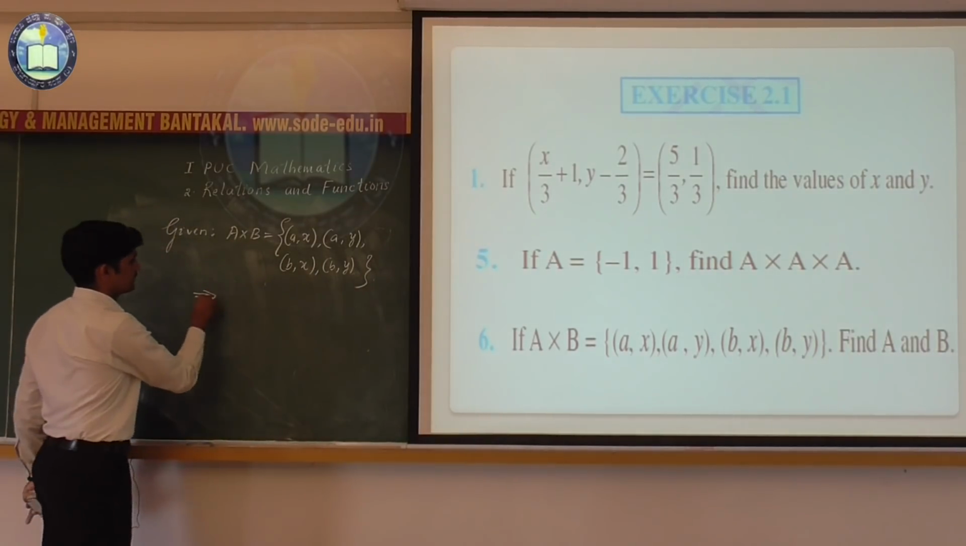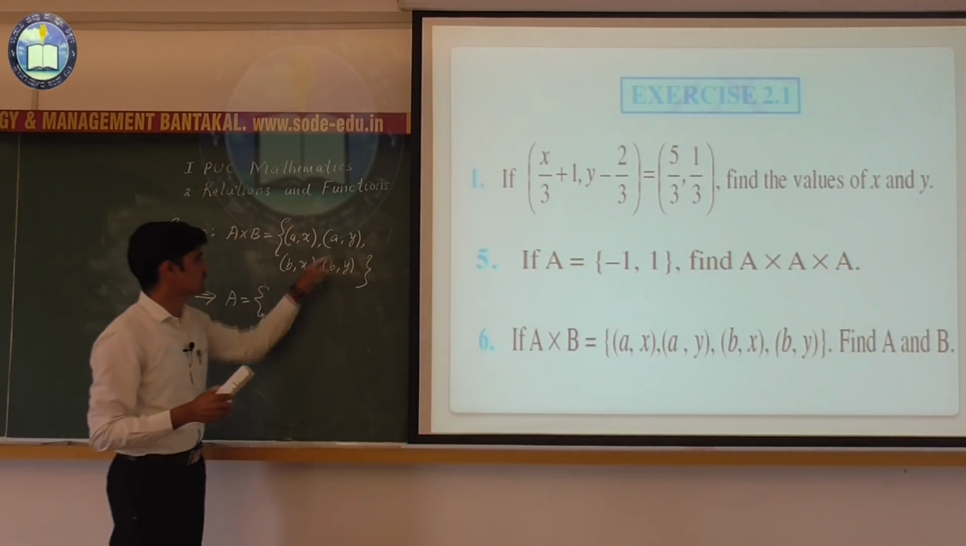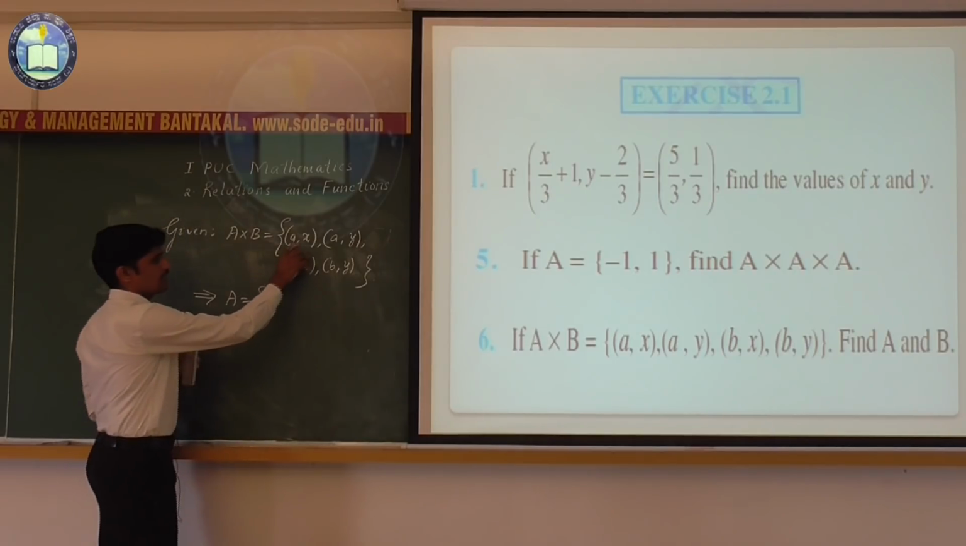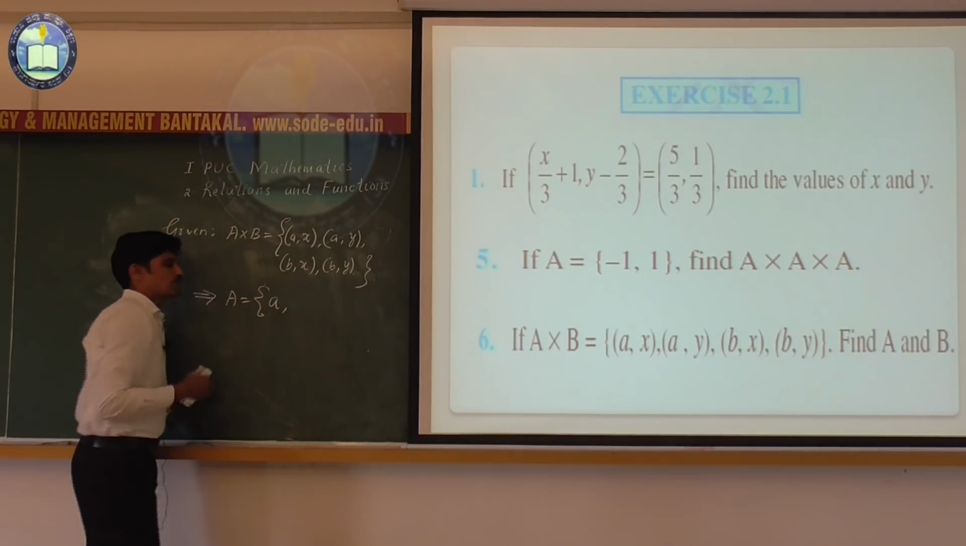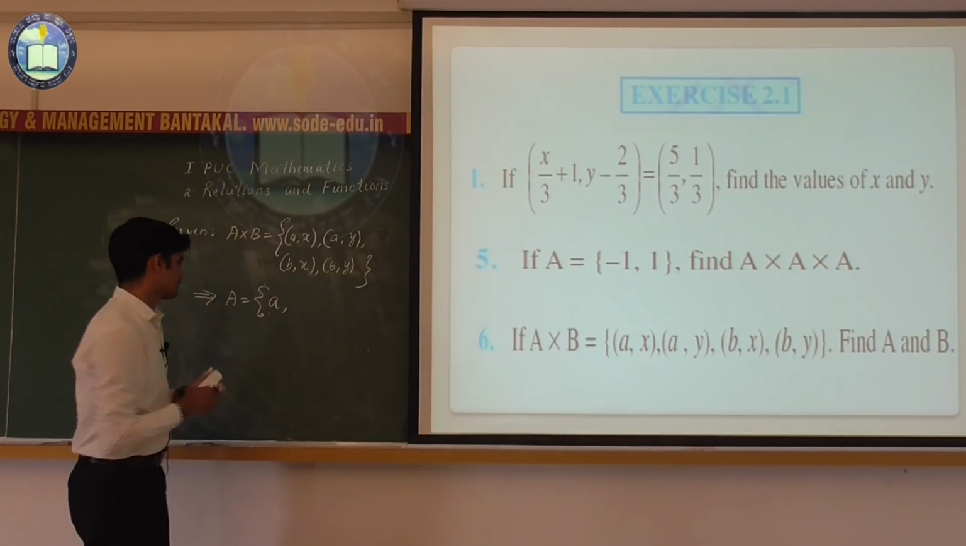This implies that set A is the collection of all first elements in these ordered pairs. Here the first element is A, here also the first element is A. So when the elements are repeated, we write it only once while writing the set.